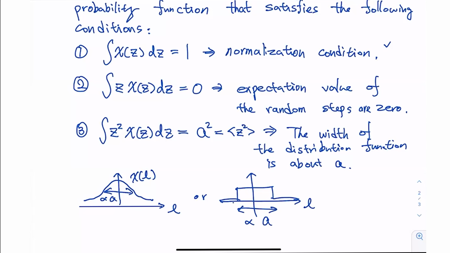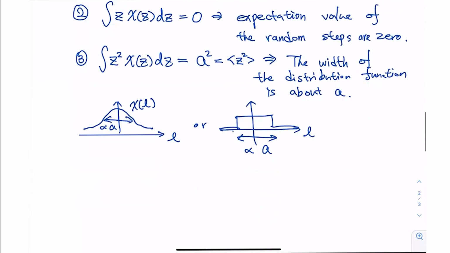Of course you can think of various different kinds of distribution functions that satisfy this condition, but we'll see that the difference between these distribution functions is actually not very important when we try to derive our effective theory or the macroscopic theory. Are there any questions so far? Yes?